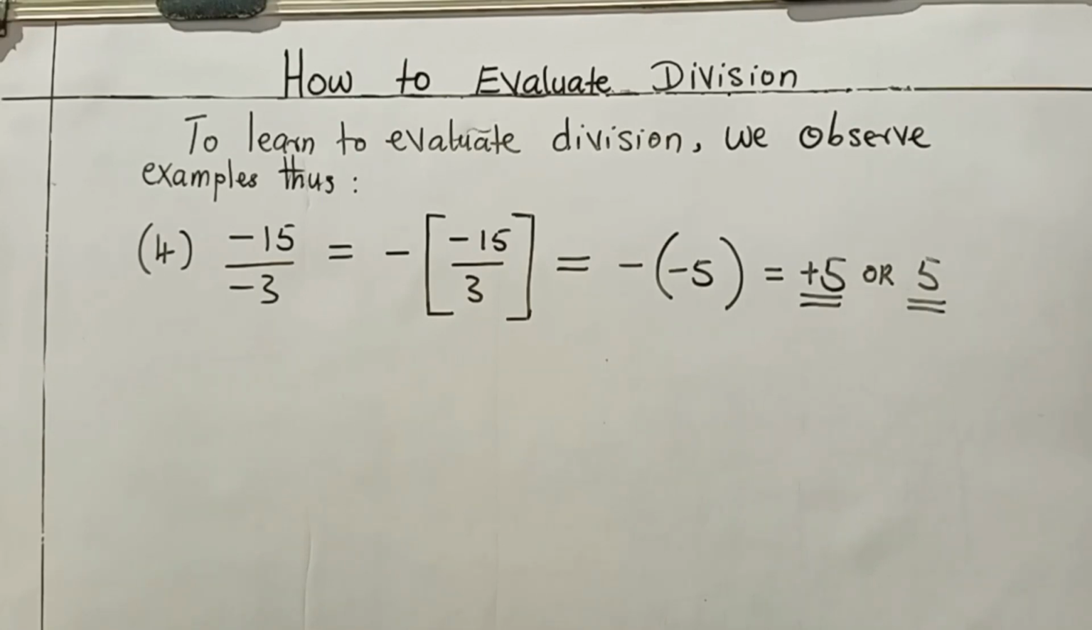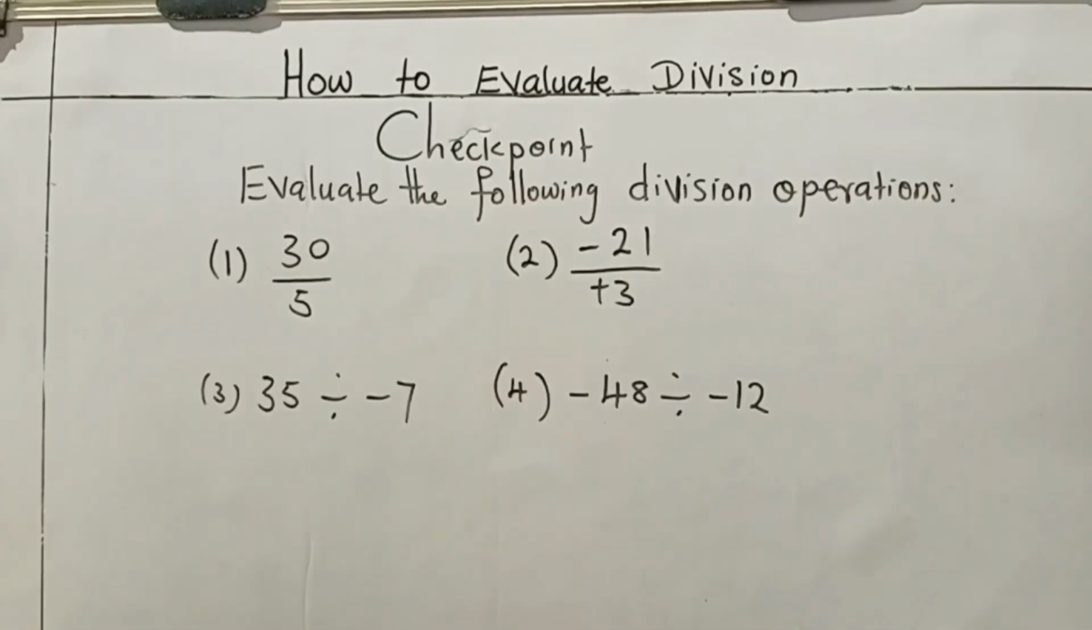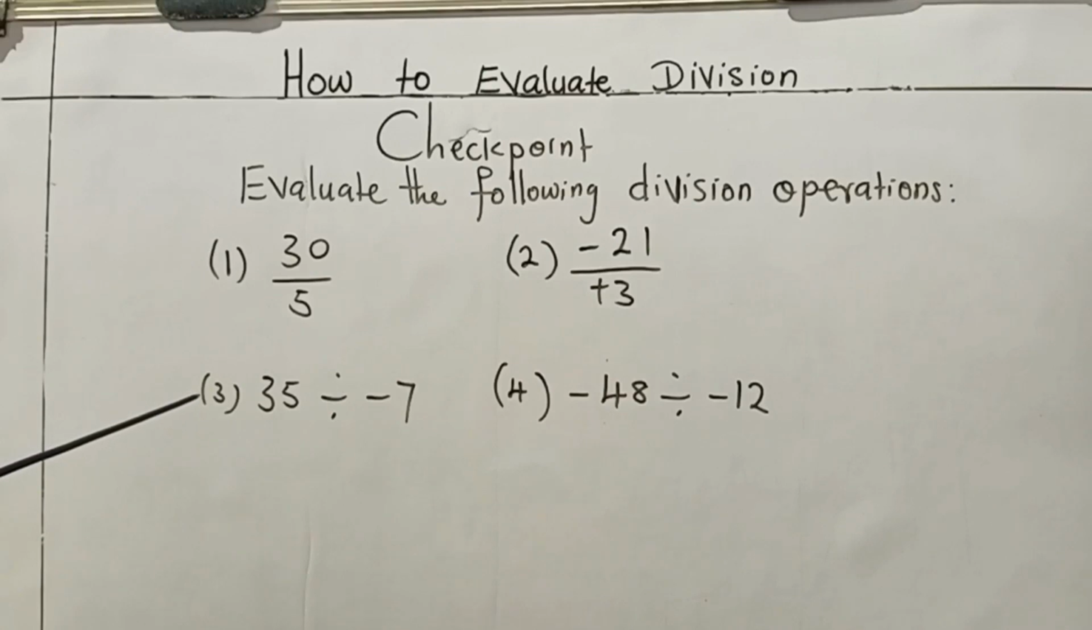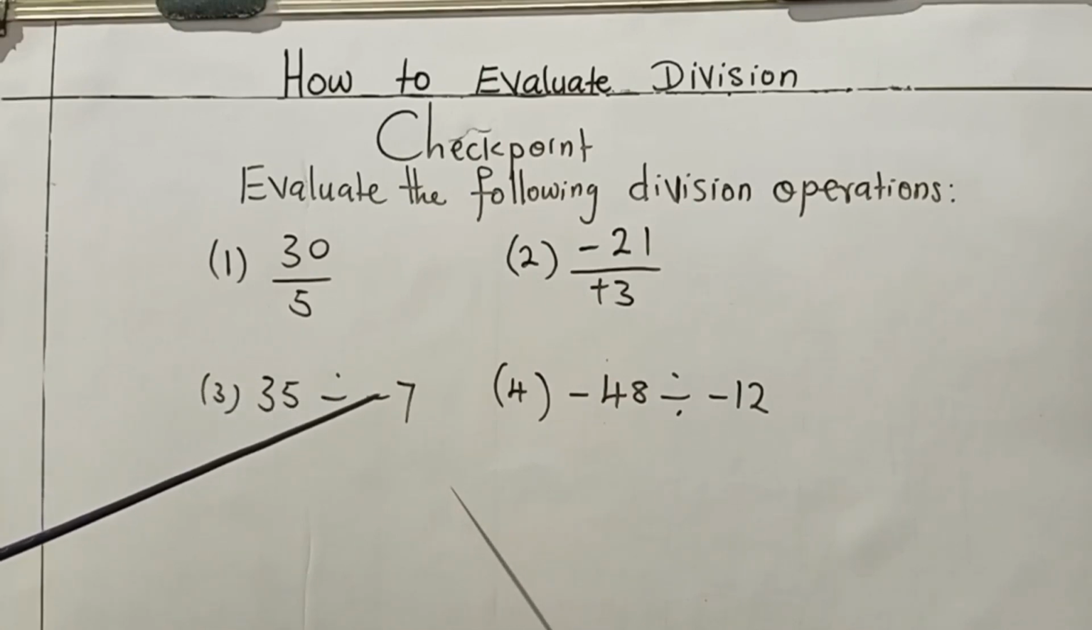Now, it is time for you to check if you understood me. Check out the following exercise. And here is a checkpoint. It says, evaluate the following division operations. Number 1, 30 over 5. Number 2, minus 21 over plus 3. Number 3, 35 divided by minus 7. Number 4, minus 48 divided by minus 12.